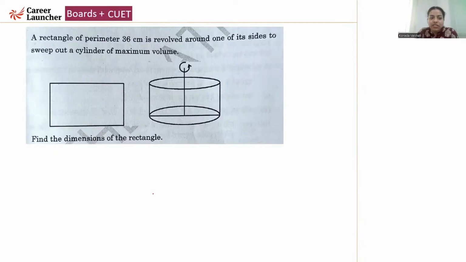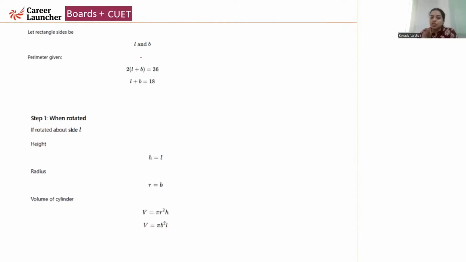यहाँ पे क्या है कि we are given that a rectangle of perimeter is given to us around one of these sides to sweep out a cylinder of maximum volume. ठीक है, हमें dimensions बताना है. So in this case, if you are assuming the sides to be L and B, क्योंकि हमें perimeter given है, we are getting this equation L plus B is equal to 18. Now because it is being rotated along the side L, तो हमारा जो height होगा it is basically equal to L, and जो R होगा वो breadth की तरह act करेगा.